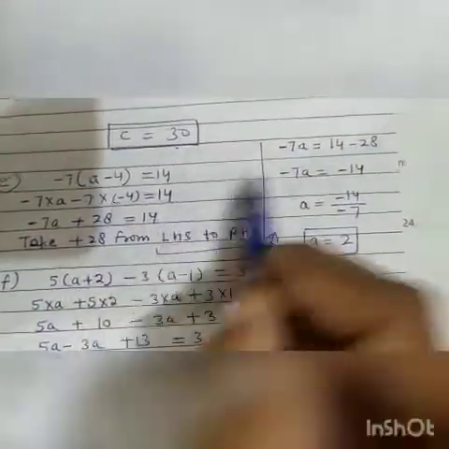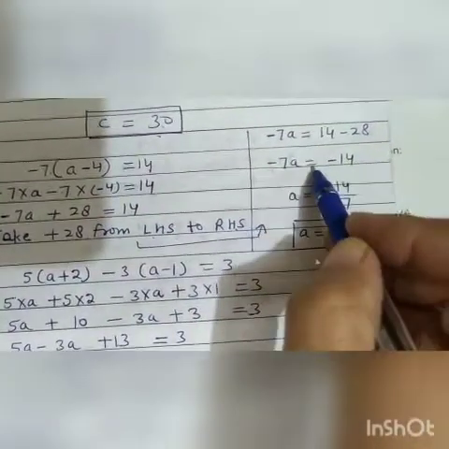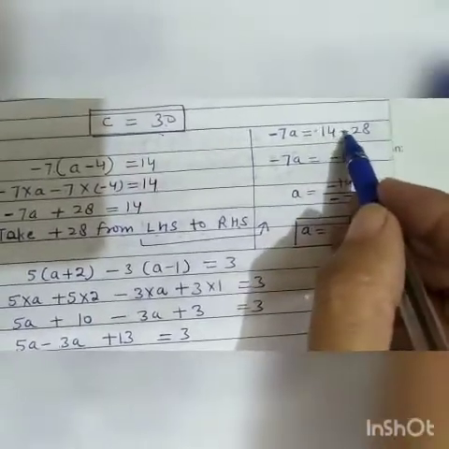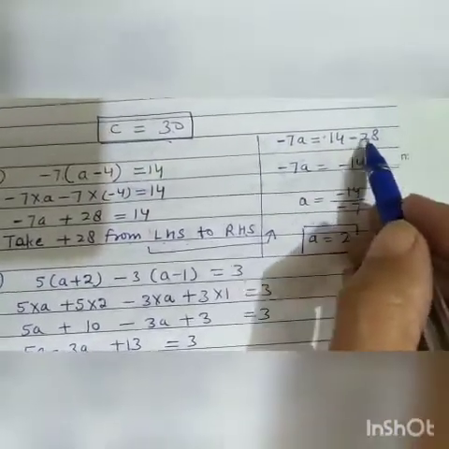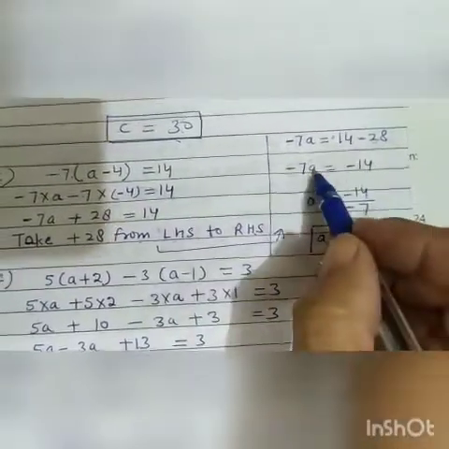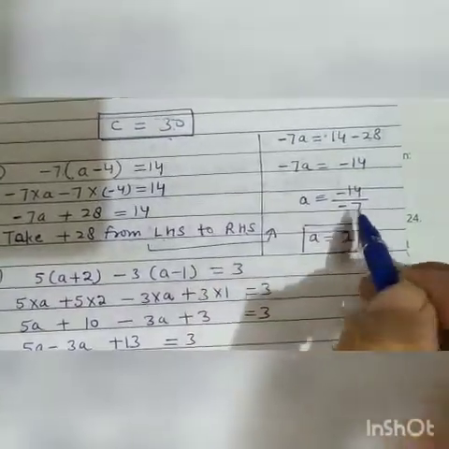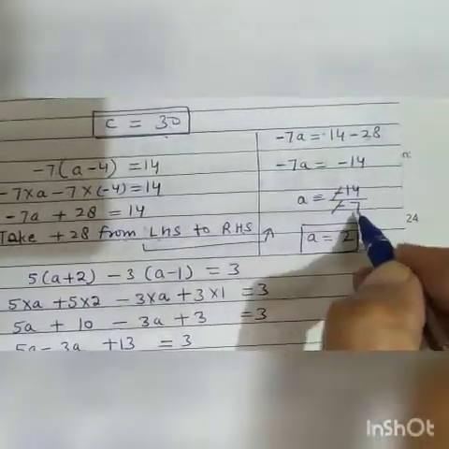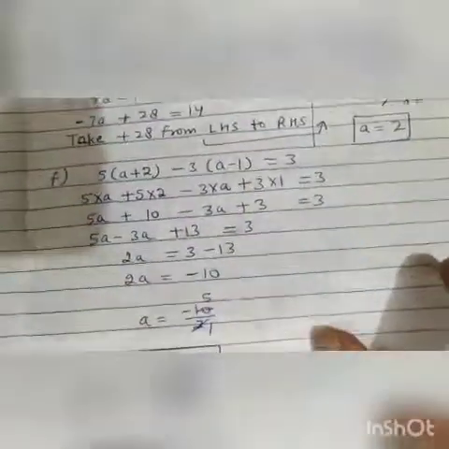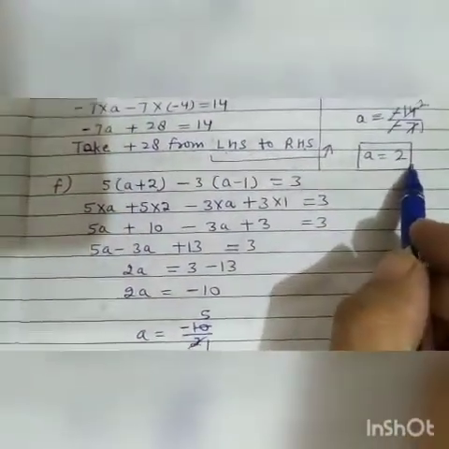minus 28. Now this minus 7a equal to, we will solve 14 minus 28. This is a plus sign, this is minus. So we will subtract this 14 from this 28. Minus 28, we get minus 14. Now this a is equal to minus 14 upon this minus 7. Minus minus cancel. 7 ones are 7, 7 twos are 14. So a is equal to 2.